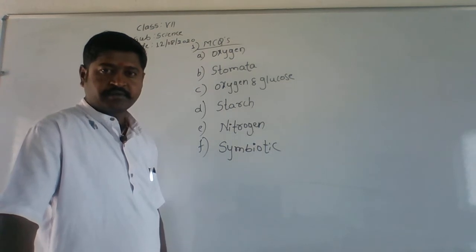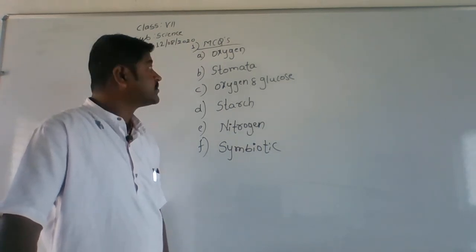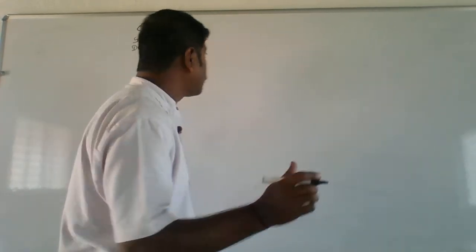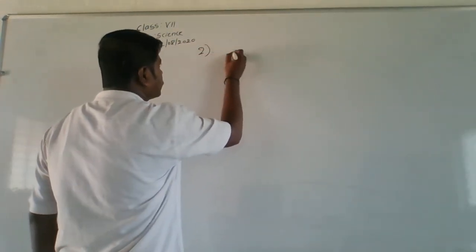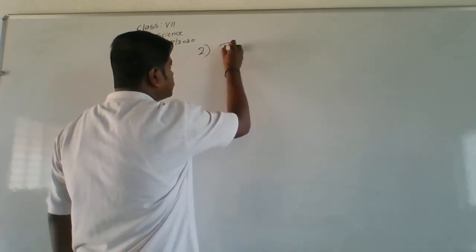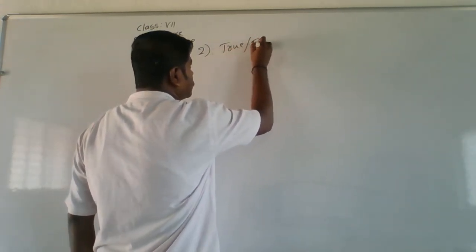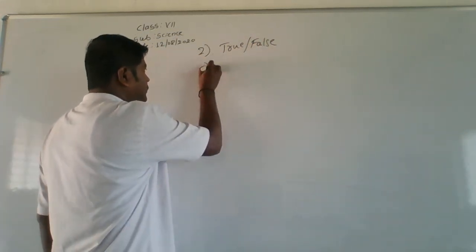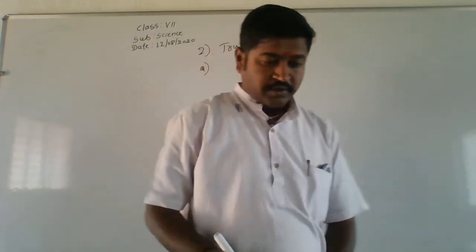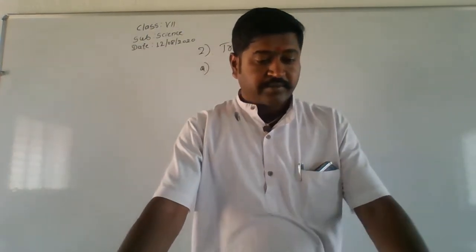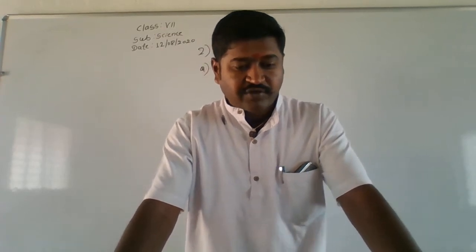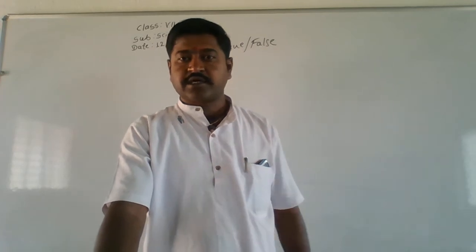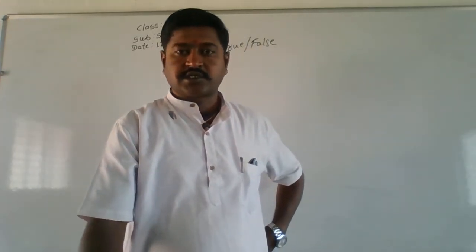Okay, done? Finished? Alright. Question number 2 is write true or false. So in that, the first one, that is A. What is that question? Carbon dioxide is the end product of photosynthesis. Is this true or false?